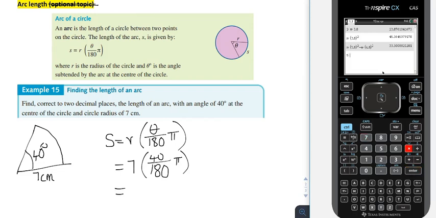So S is equal to 7 bracket 40 divided by 180 times pi. That's what I'm going to put into my calculator. I could simplify it by hand, but when I hit the pi, I really do need the calculator. So 4.88 or 89, the 6 will round the 8 up, and red box that. This is a length, arc length, so we need centimeters as our unit.